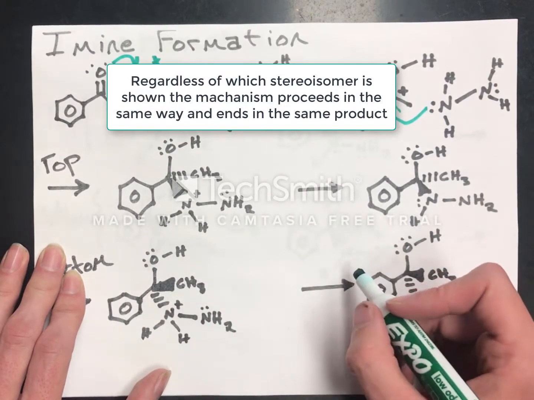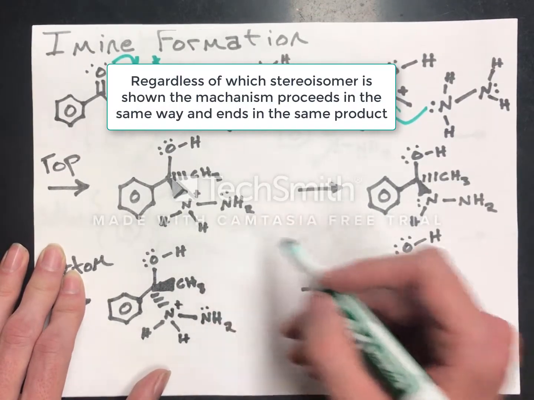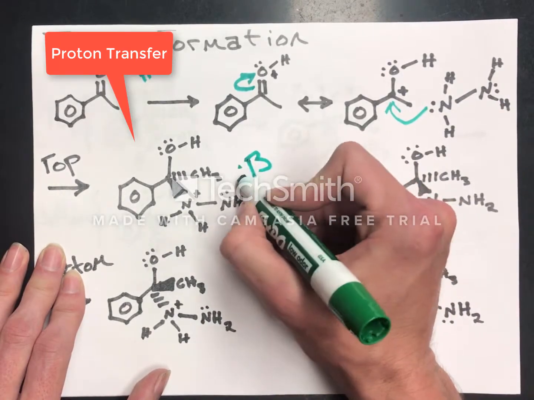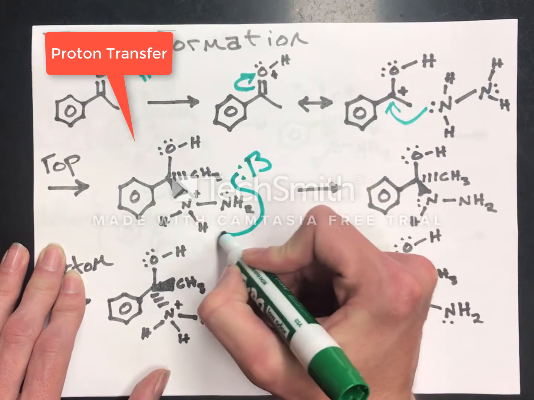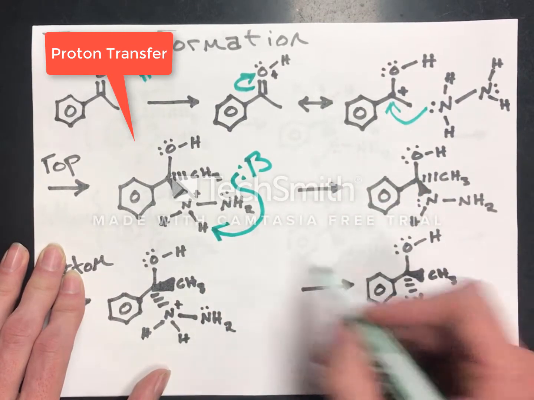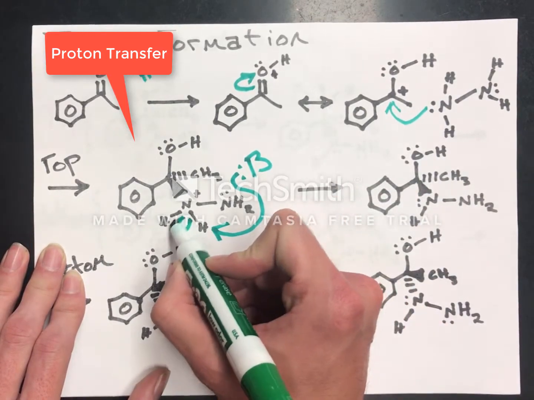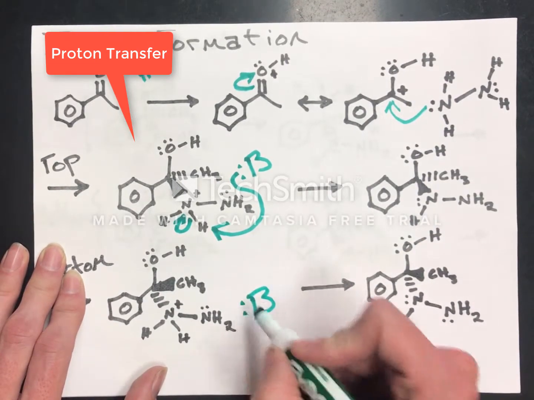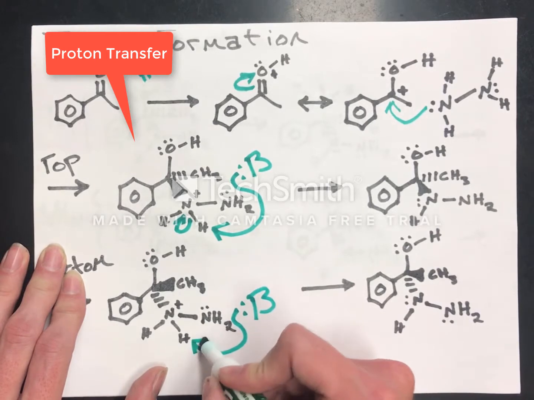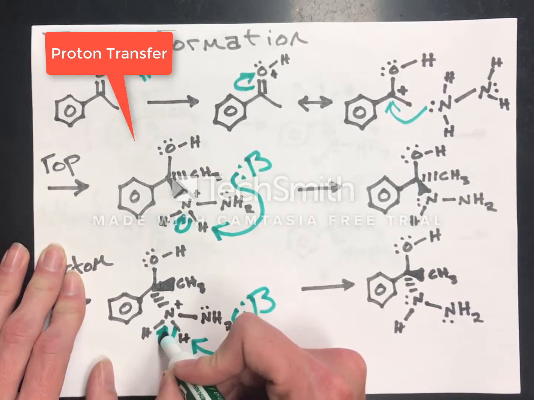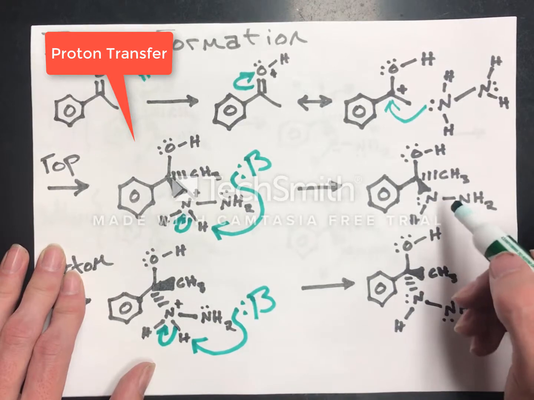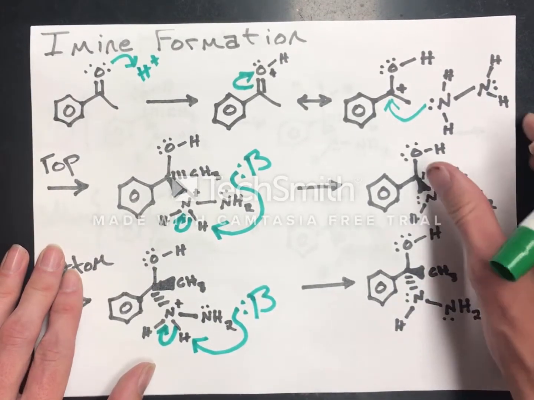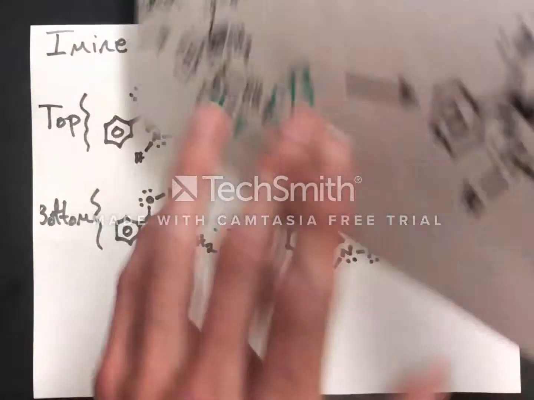Regardless of which formation you have, a base will attack the hydrogen on the positively charged nitrogen, returning the electrons to the nitrogen. In both cases, the mechanism is the exact same. Once this nitrogen no longer has a positive charge, we're free to continue our imine formation.